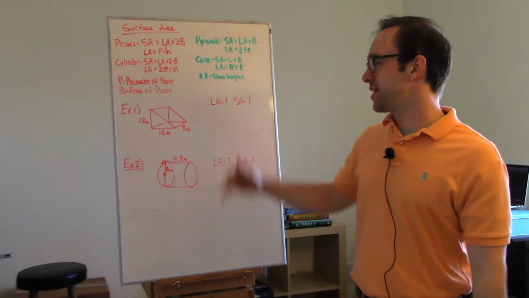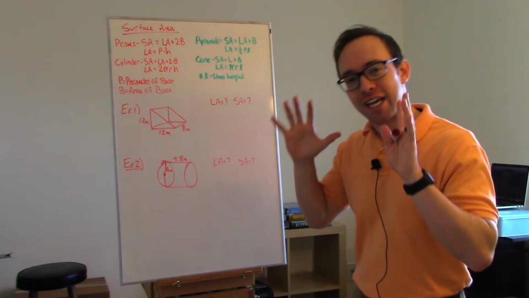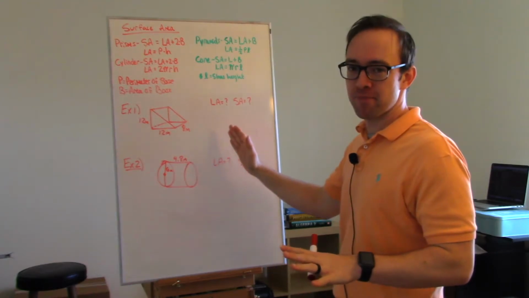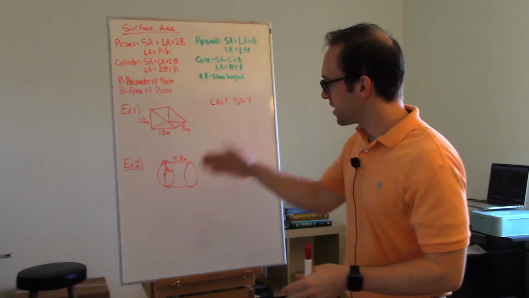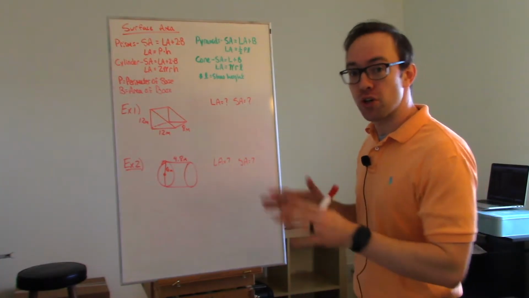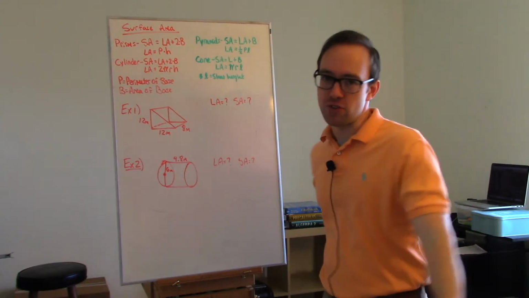So example 1 and example 2. Example 1, we're going to be looking at a prism. We're going to go through and find the lateral area, and then we're going to find the surface area. For the cylinder, we're going to do the same thing. We're going to find the lateral area first, and then go through and find the surface area.